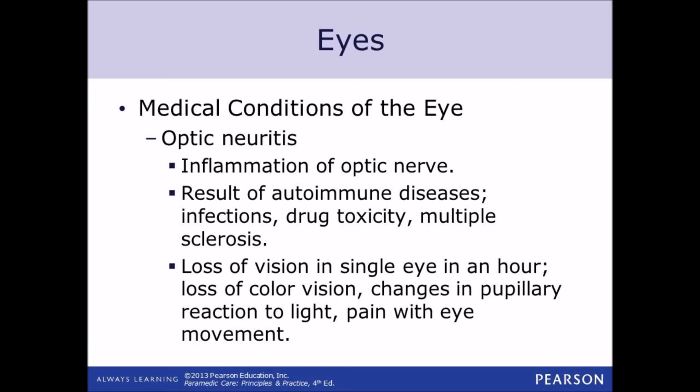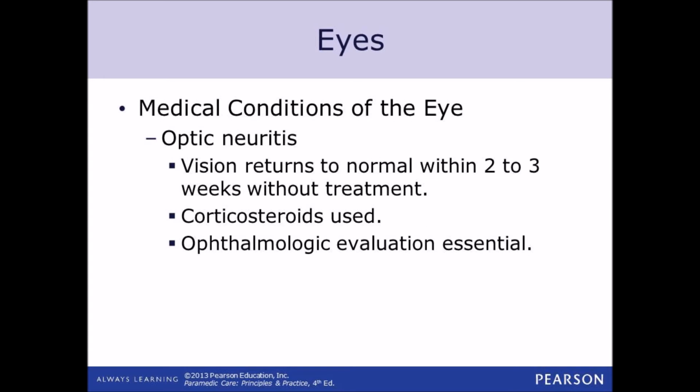Optic neuritis. Basically, this is going to be inflammation around the nerve, the optic nerve itself. A lot of the times this is going to be an autoimmune disease where the body is fighting back against itself. It can happen from infections, drug toxicity, MS. Usually anytime we get this, a neuritis is a temporary injury.